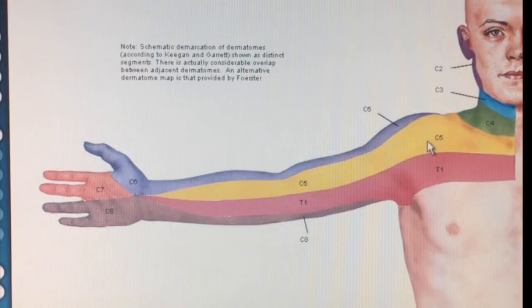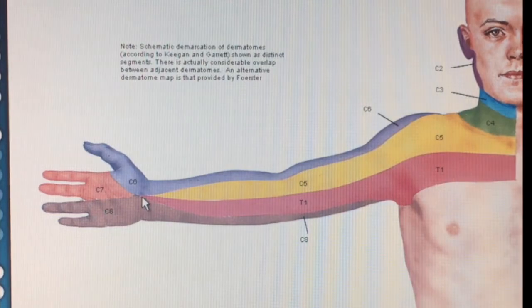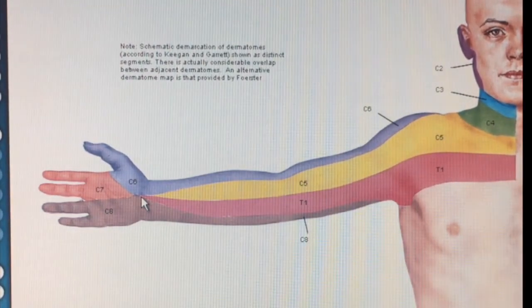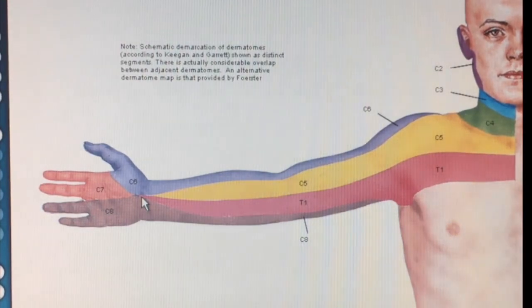So if we follow the C5 and T1 dermatomes, we can say that they cover the anterolateral and anteromedial aspect of the arm and the forearm. But interestingly enough, both C5 and T1 dermatomes do not reach the hand. Practically, they stop at the wrist.